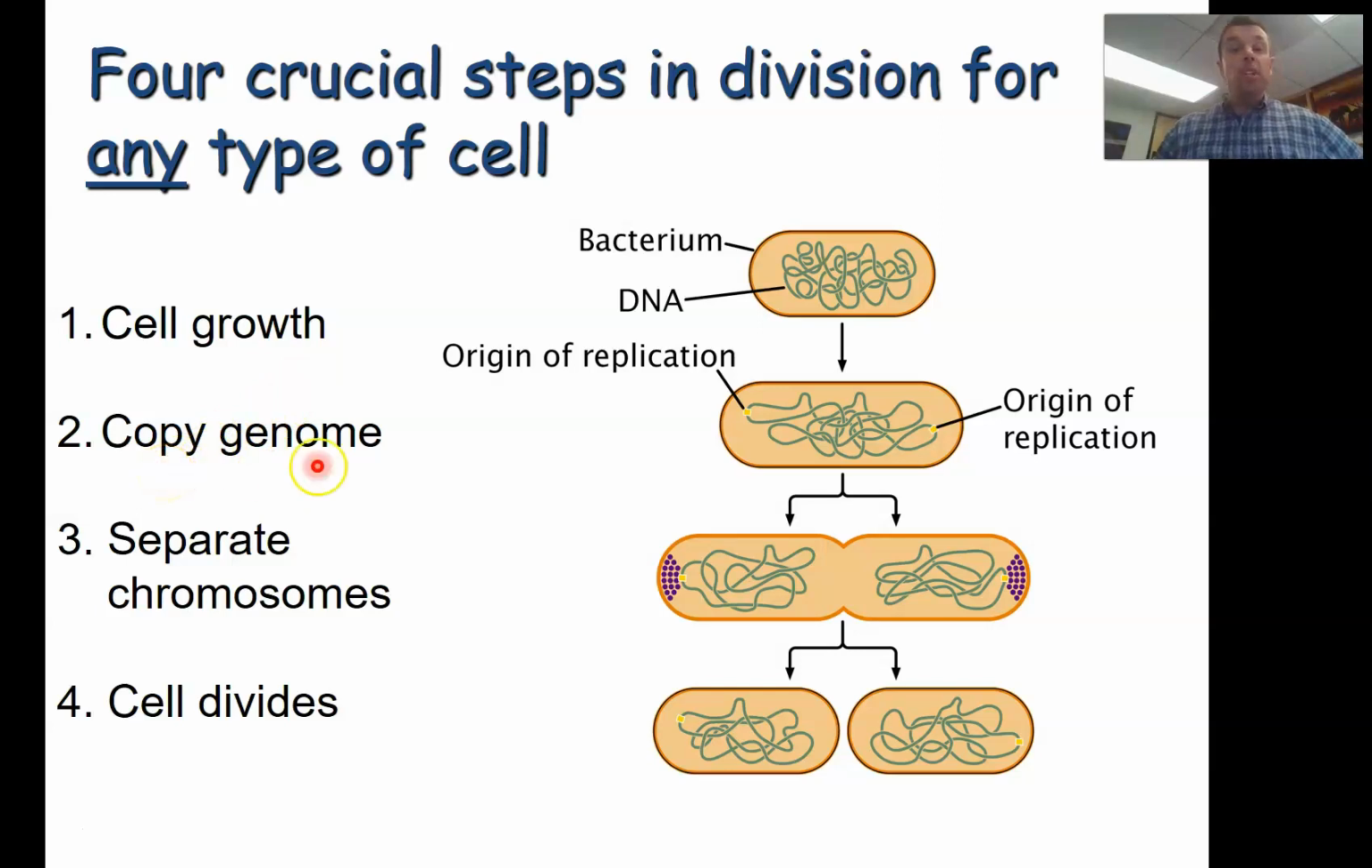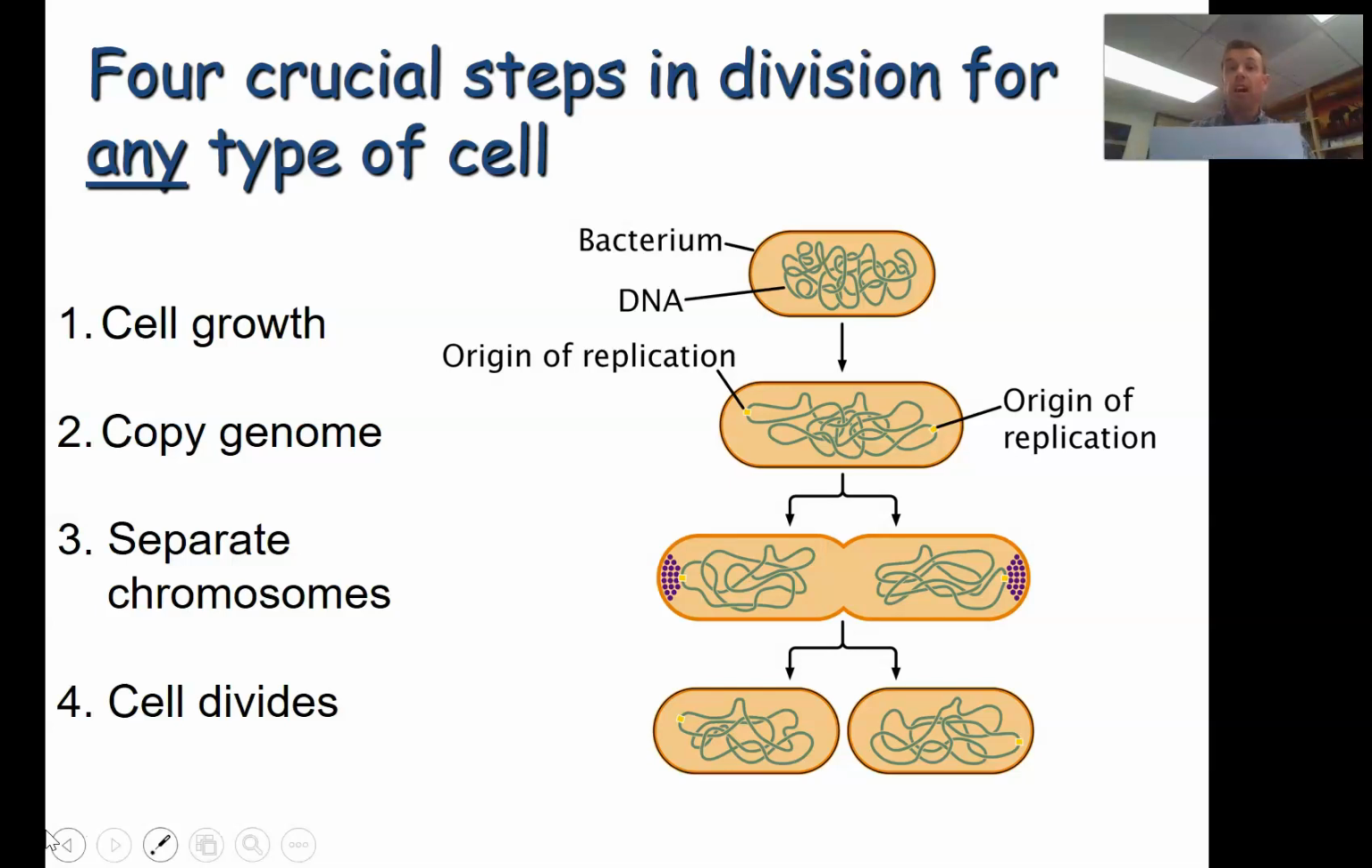Why does the genome need to be copied before we have two cells? Well, if the genome is not copied, then one of your two cells would either have no genetic information, and that would cause it to die, or both of them would end up with half of the genetic information.